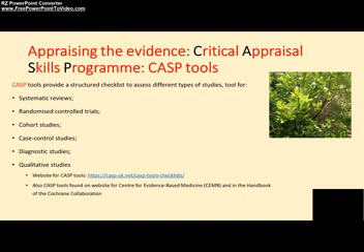Therefore, it's critical to recognise the study design of the paper you're assessing. The first step is to read the whole paper and then to answer the series of questions within the CASP tool for that type of study. And on the slide, you have the website for the CASP tools.